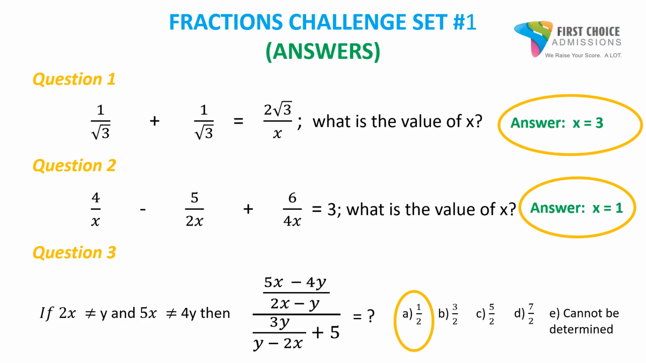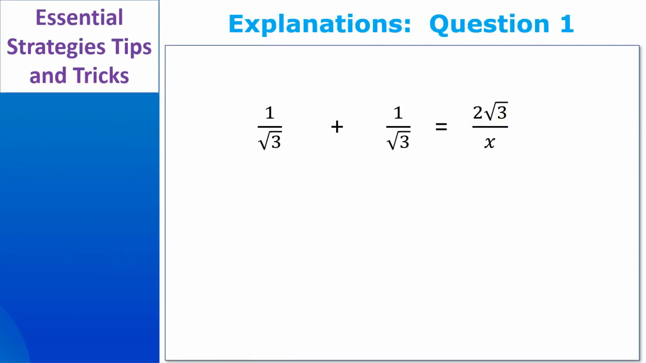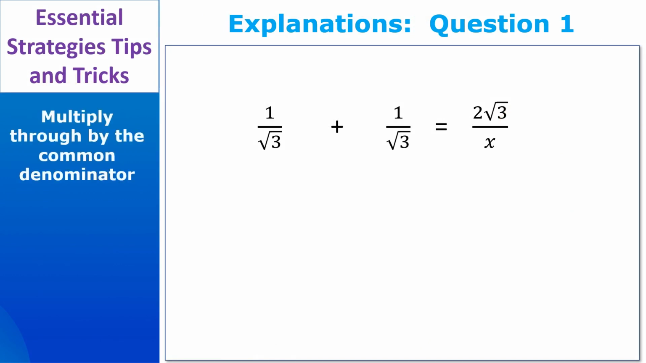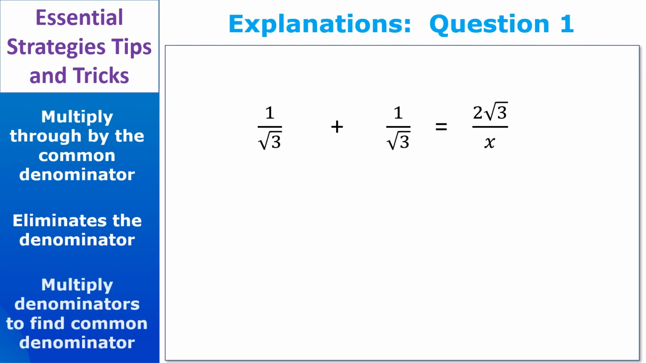Okay, let's go over those explanations. One of the most powerful tools you have when dealing with hard fractions is to multiply the common denominator through the entire equation. The reason is, as you'll see, that eliminates the denominators altogether. And the sooner you get rid of denominators, the sooner your life gets easier. Now, the easiest way to find a common denominator is to simply multiply the denominators together.